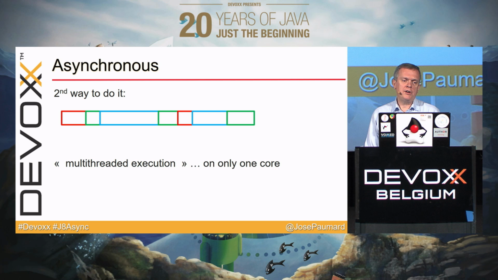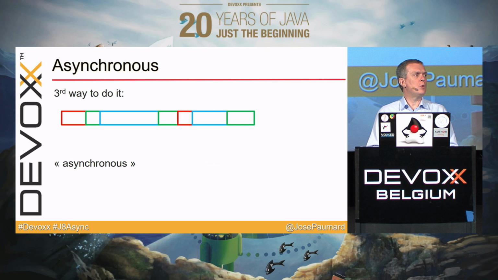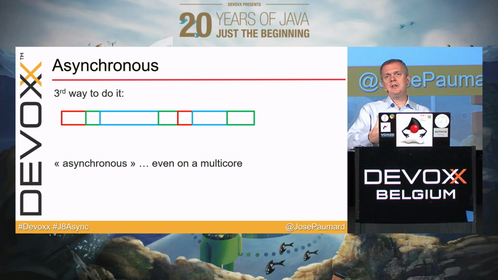Now, I could go asynchronous. And asynchronous, in fact, is kind of the same as multi-threaded on one core. It doesn't work the same inside the API, but it looks like it works the same. And even if I go on a multi-core, the execution will be the same as the previous one, most probably. Why? Because asynchronous does not mean multi-threaded. Basically, asynchronous stays in the same thread.